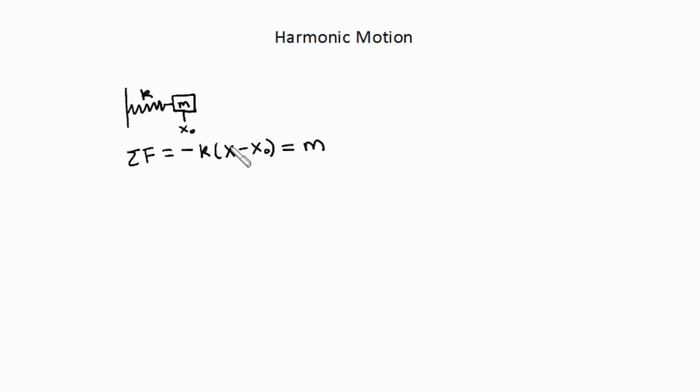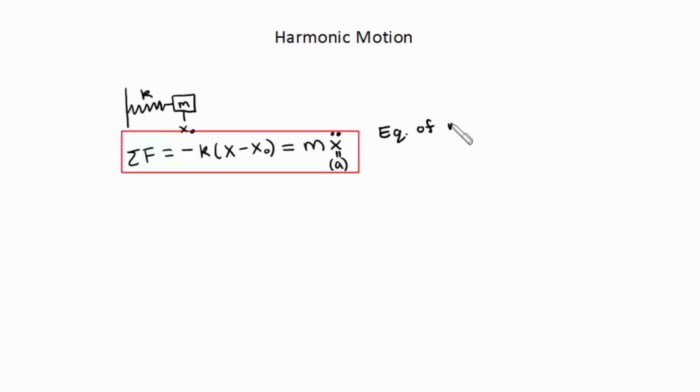Because over here we have our variable x, which represents our displacement, we're going to use the second derivative of x, x double dot, and this is our acceleration. You'll see why we write it like this. This equation is the equation for harmonic motion. It's very important, please write this down. Another name for this type of equation is that it's an equation of motion.